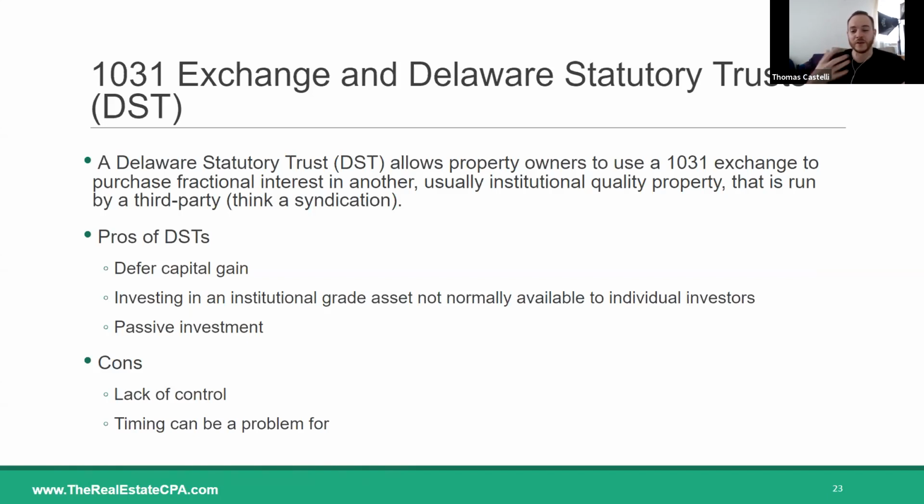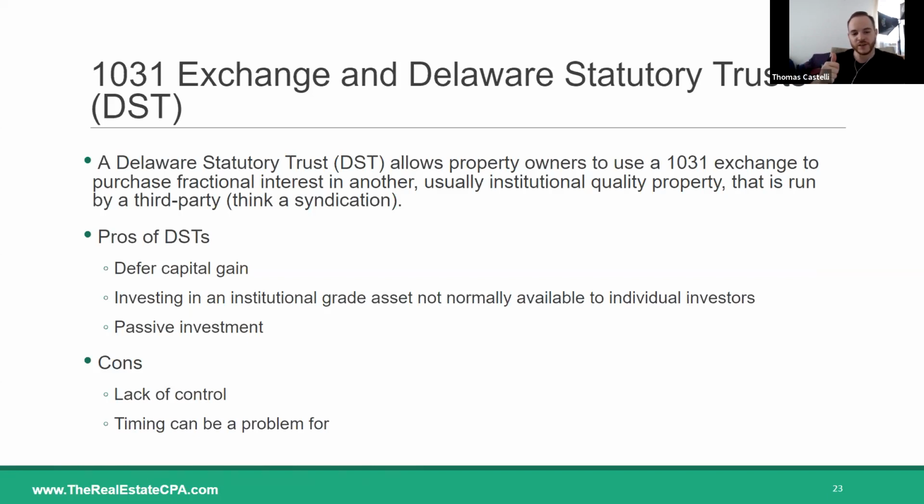The reason why you may use it in an exchange is because you're tired of managing property, right? You want to sell your property. You still want the benefits of deferring your capital gains tax, so you can still use that money to invest, but you no longer want the property yourself. So you invest in a Delaware statutory trust instead.